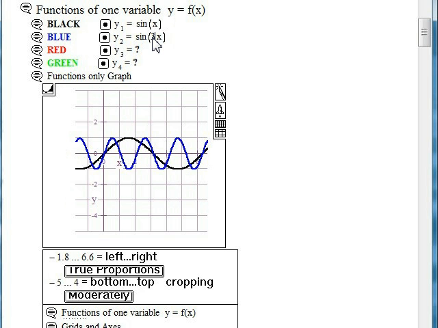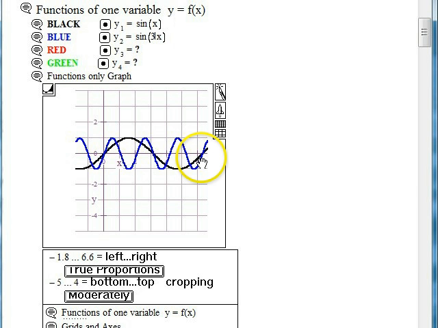Now the blue is going up and down even faster. The black curve does one cycle from 0 to 2 pi. And in the same amount of time, the x value goes up and down once, up and down twice, up and down 3 times. There are 3 cycles of the sine curve for the blue graph, where the black one only had 1. The period has been cut in thirds.